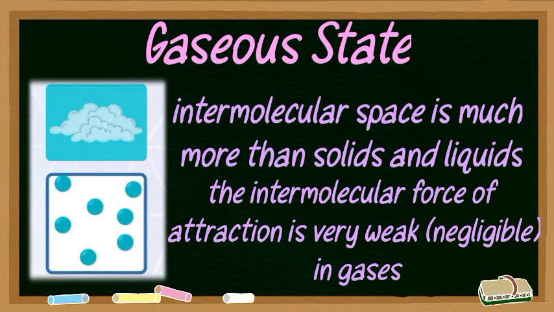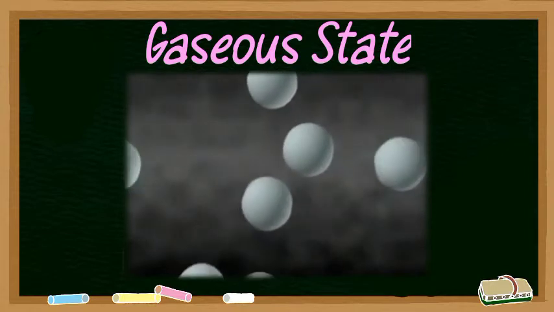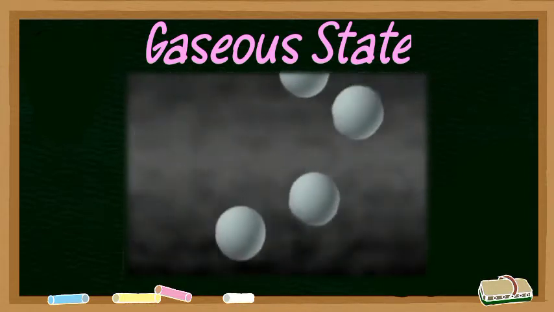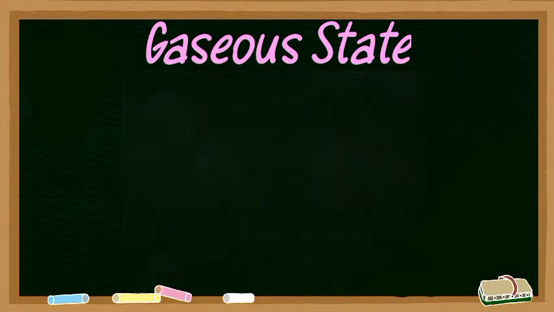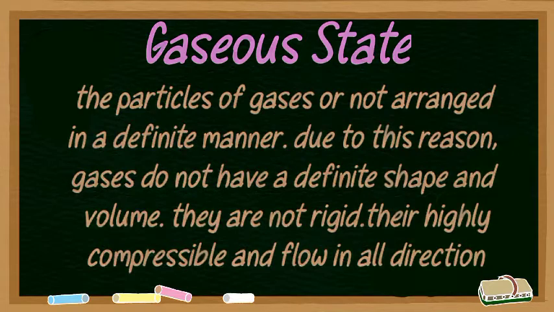Thus, the positions of the particles and the spaces between them are not fixed. Due to this, the particles are free to move within the entire space available to them. Hence, the kinetic energy of a gas particle is maximum. Thus, the particles of gases are not arranged in a definite shape. Gases do not have a definite shape and volume. They are not rigid. They are highly compressible and flow in all directions.